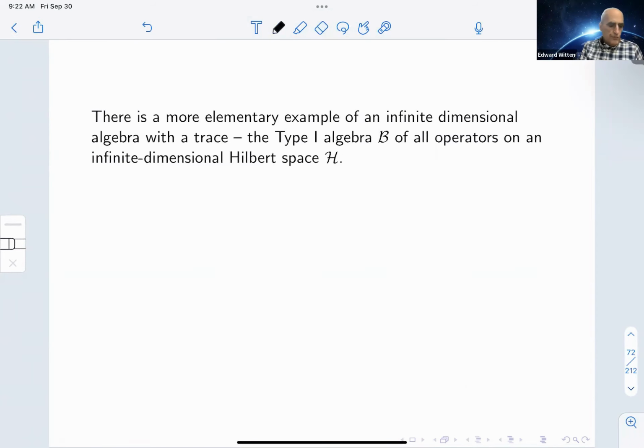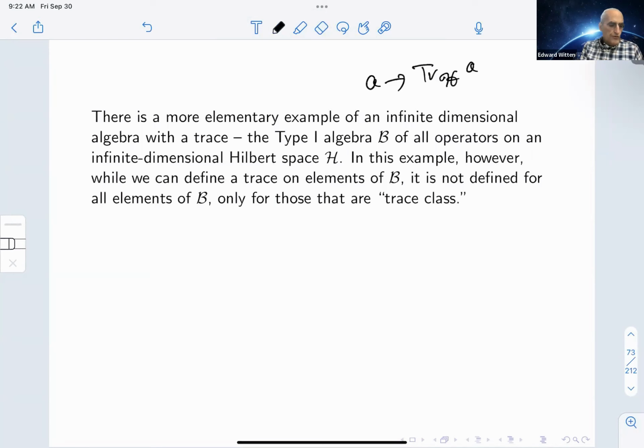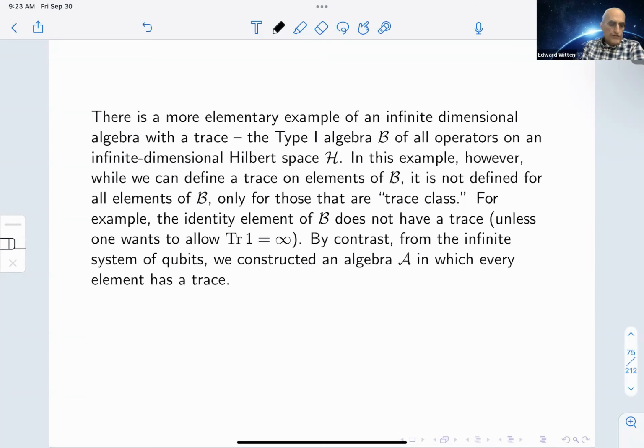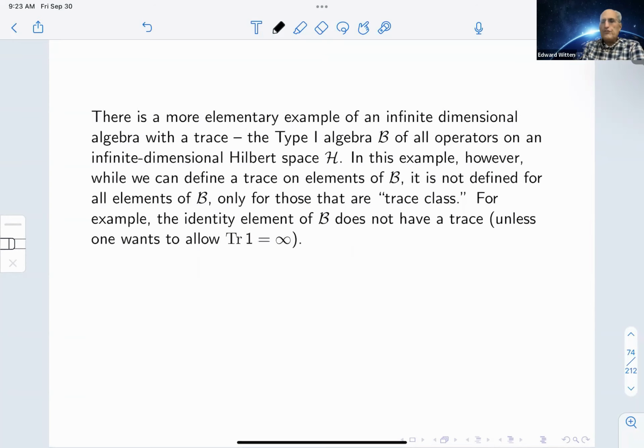Now, as I was saying here, we all know a more elementary example of an infinite algebra with a trace. That's the type 1 algebra of all operators on an infinite dimensional Hilbert space. But in that case, not all operators have a trace. For example, the identity has trace infinity. And since the trace is infinity, we can't normalize it to make the trace of the identity finite. Then operators of finite traces would have trace 0.